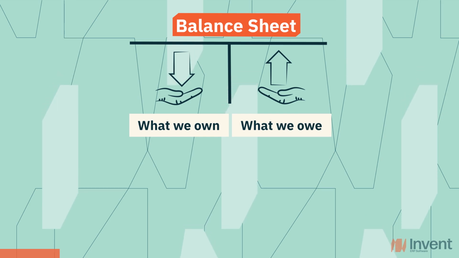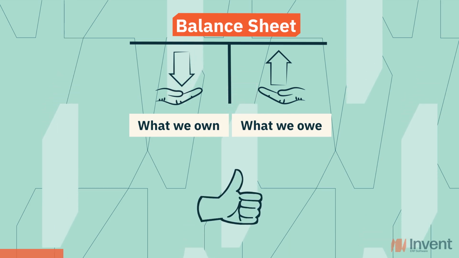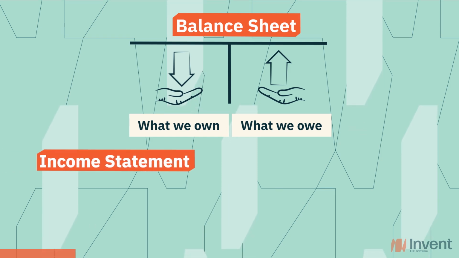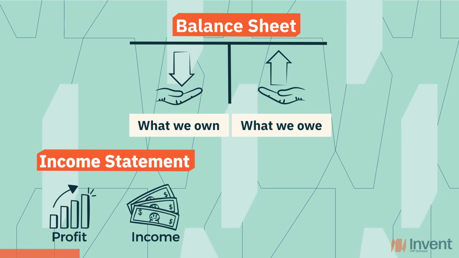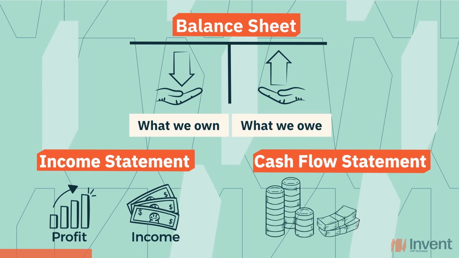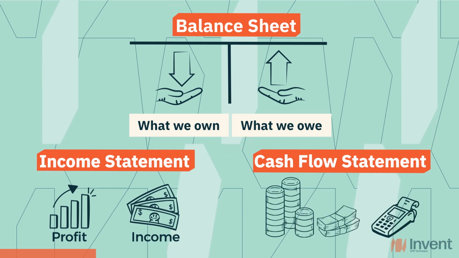The balance sheet is one of three very useful financial statements that a company puts together and publishes. The other two financial statements are the income statement, an overview of the profit or income that the company generates during a period, and the cash flow statement, an overview of how much cash the company generates and where it spends that cash during a period.